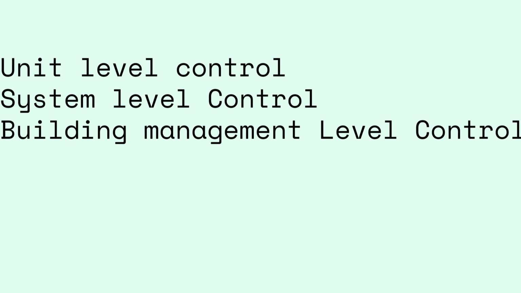3 control levels. Unit level control controls individual equipment, e.g. air handler, VAV box. System level control coordinates multiple units for efficiency. Building management level, central monitoring, alarms, data logging for entire building.